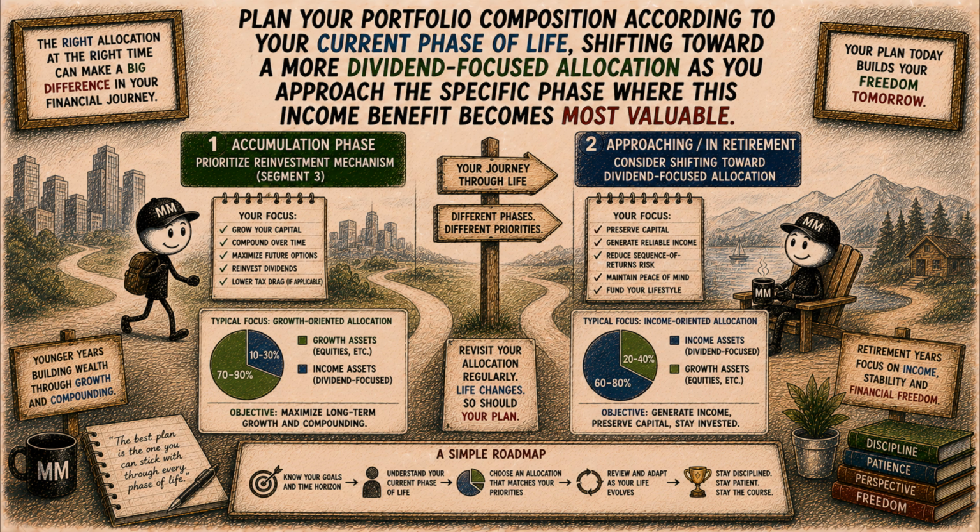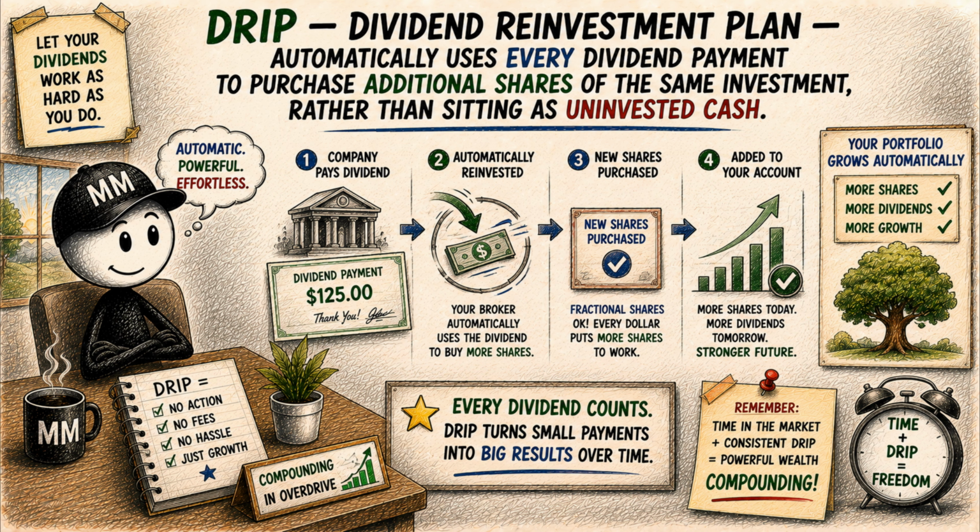This segment covers the actual source of the power referenced in this video's title. The Dividend Reinvestment Plan, commonly abbreviated DRIP, an automated mechanism offered by most Canadian brokerages that automatically uses every dividend payment received to purchase additional shares or fractional shares of the same investment, rather than depositing the dividend as uninvested cash in your account. Why does DRIP create such a dramatic compounding effect over long time horizons?